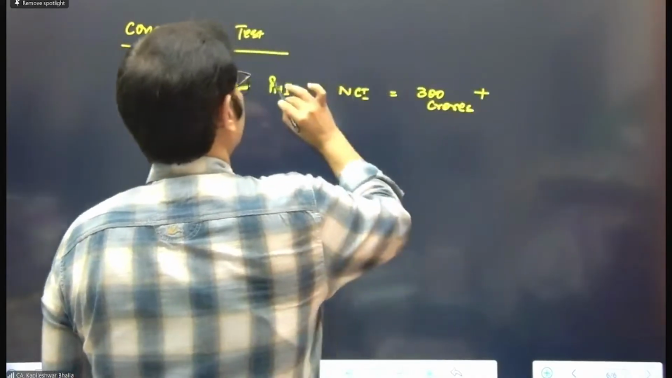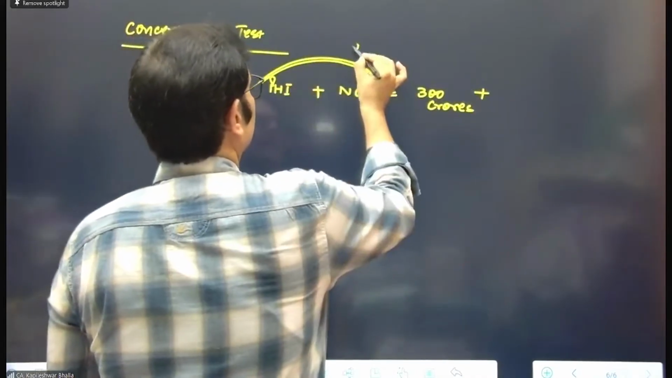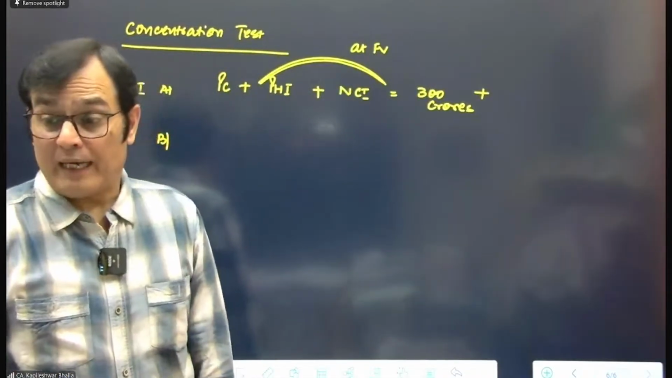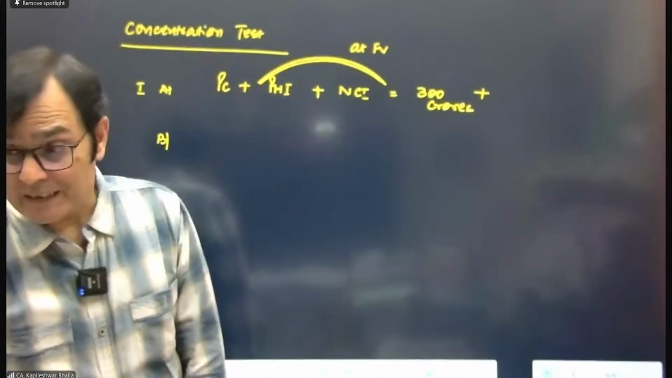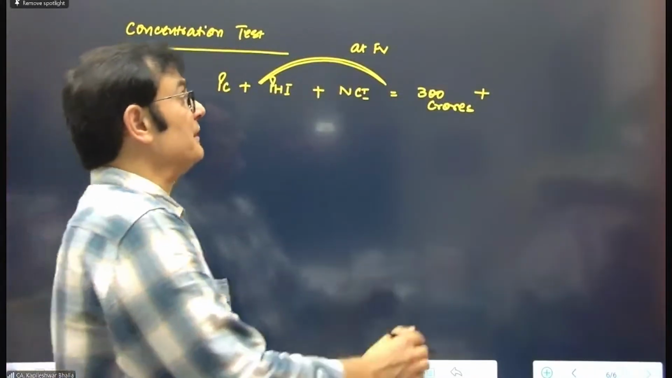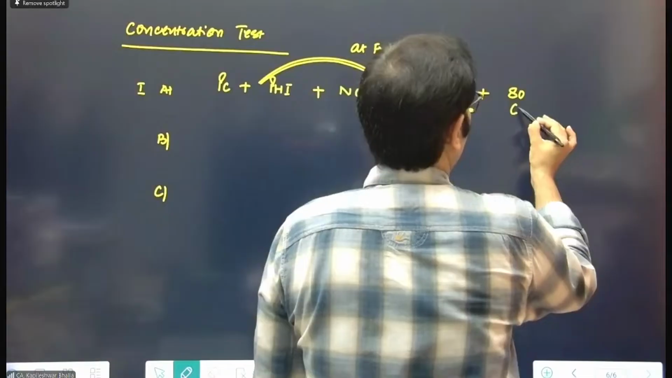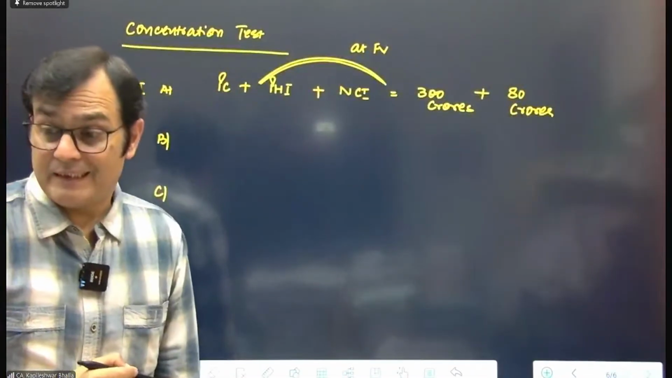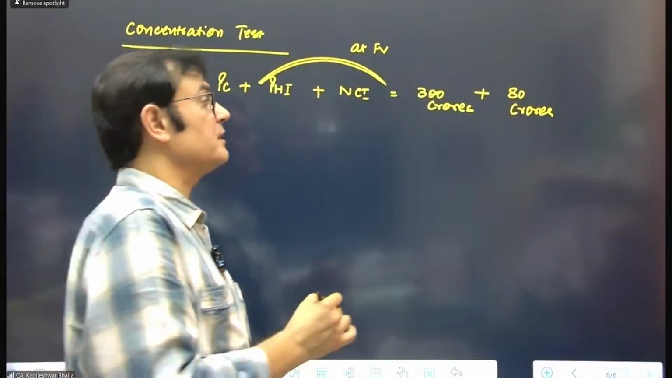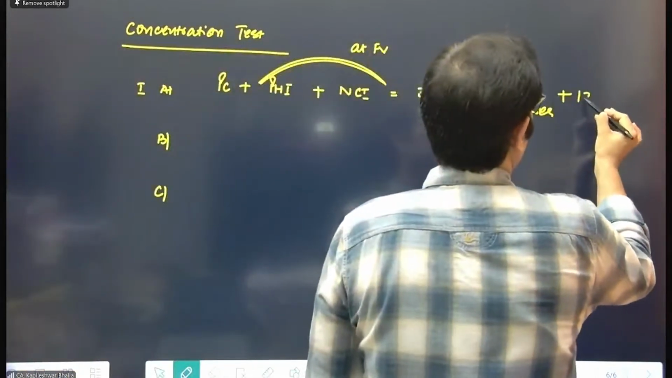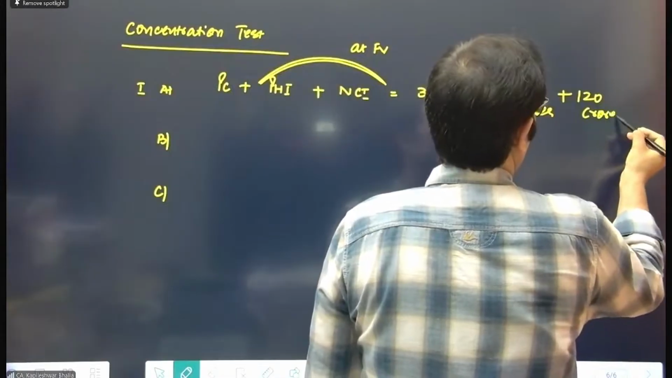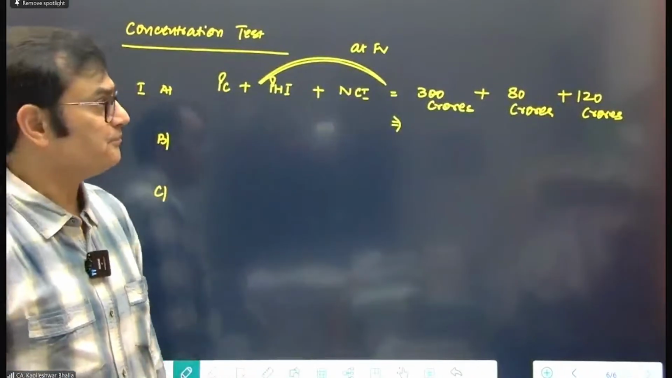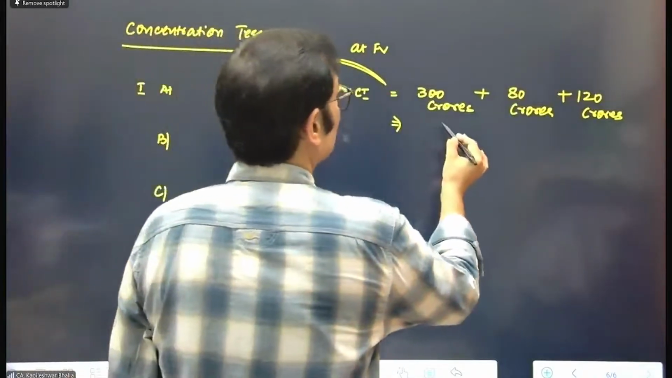We need to consider the PHI and the NCI at fair value, not what was paid originally. As far as the PHI is concerned, the fair value is 80 crores. And I'm also given the NCI, the fair value of the NCI is 120 crores. So let's add these figures up and see the sum total of 100% of the consideration. It comes to 500 crores.